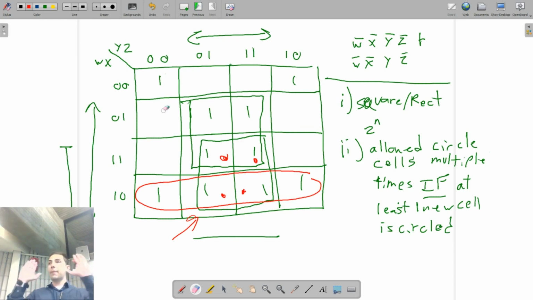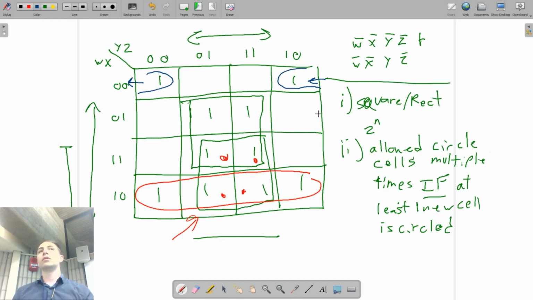But how can we circle that in a group if it's off by its lonesome? It's not touching anything. Look, there's nothing here. There's nothing here. Yes? We can wrap it around. So remember, this is a device that wraps around. So actually, this cell is next to this cell. So could we maybe circle it like this? That's a group of 2. Is there a better way? Could we go even further than this? If it wraps around this way, yeah.